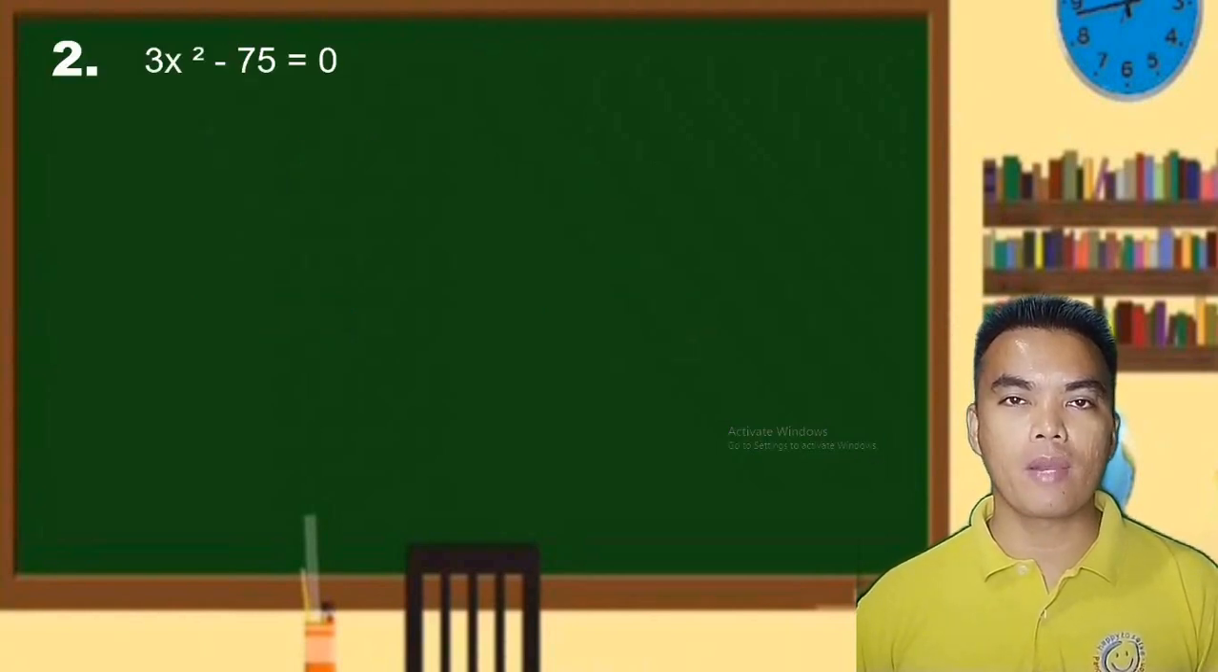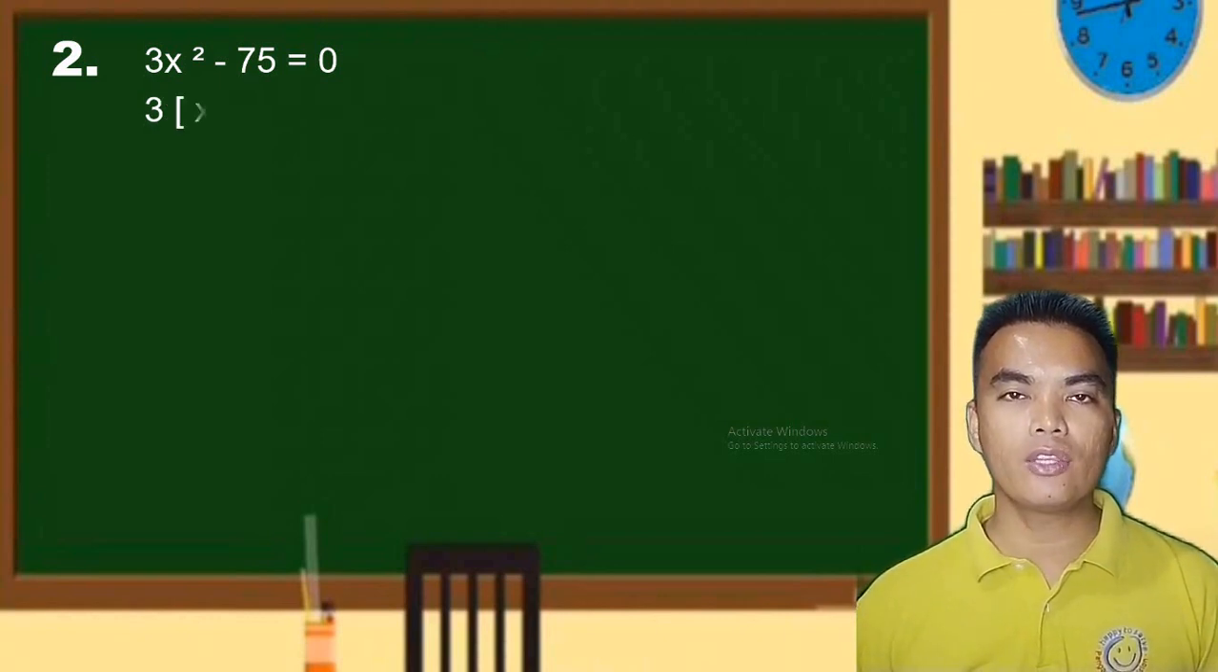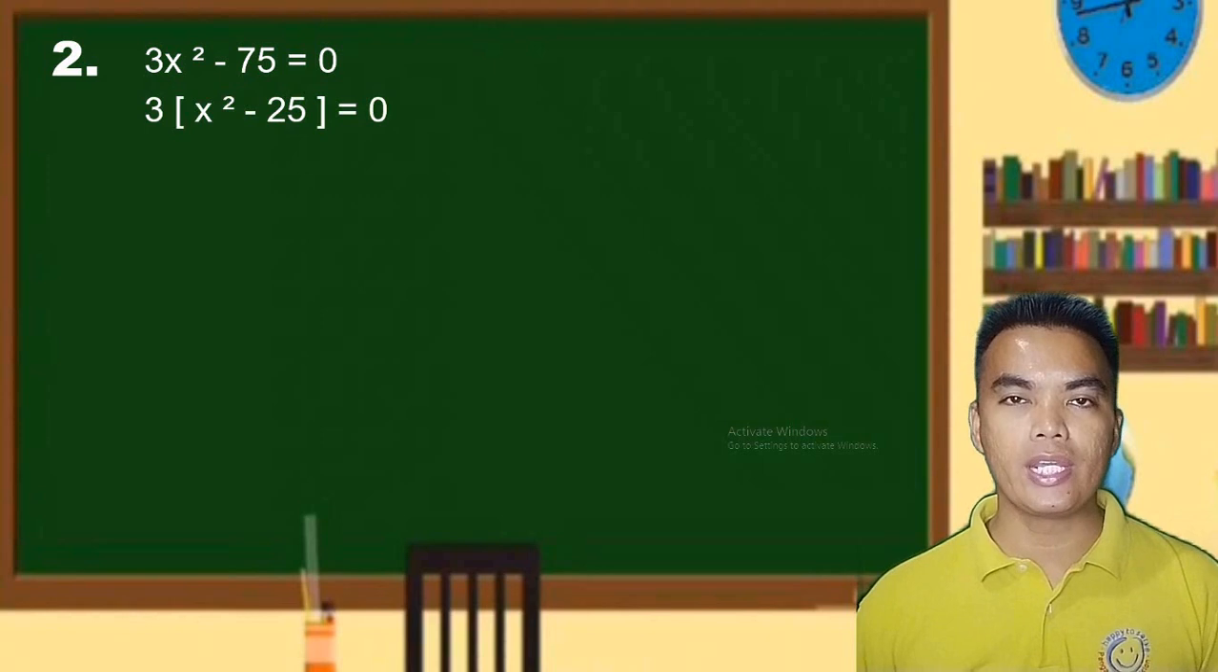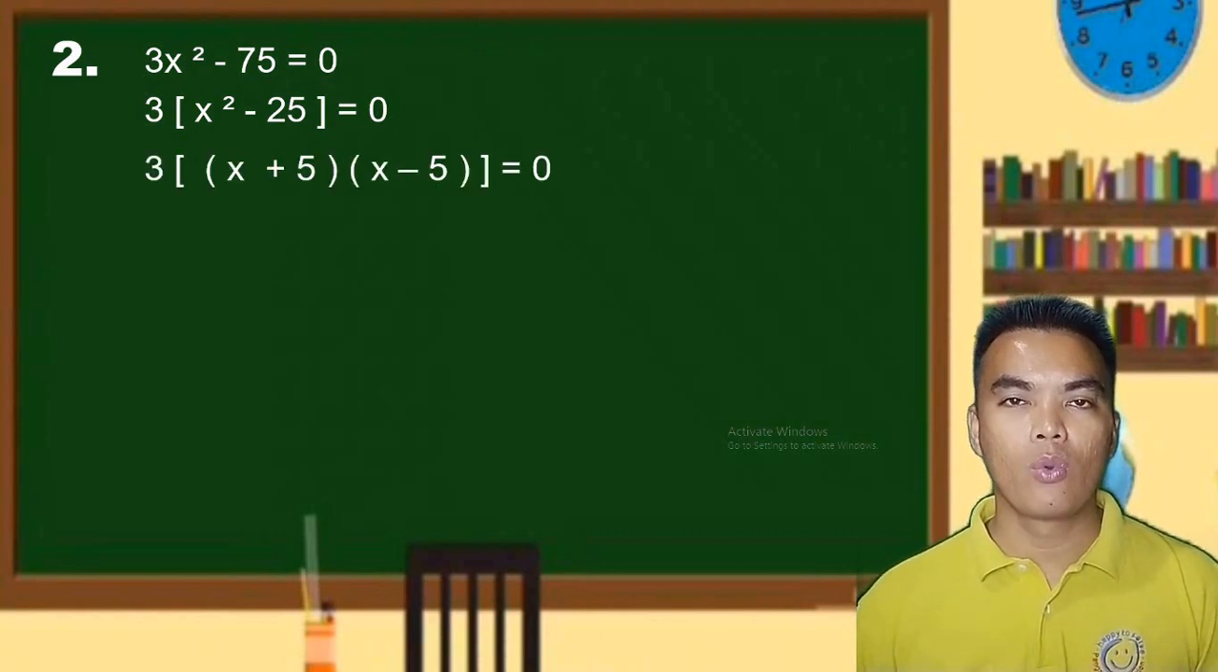We have 3x squared minus 75 equals 0. Now in this case of quadratic equation, we need to eliminate 3 as the numerical coefficient of x squared. So we need to factor it out. We will remove 3. So what is left is 3 times the quantity x squared minus 25, and that is equal to 0. And the inside term can now be factored using difference of two squares. So what do we have? We have x plus 5 times x minus 5.